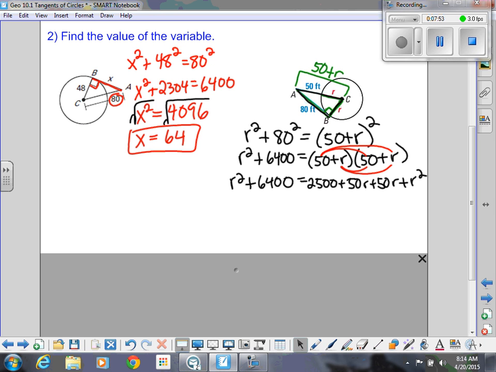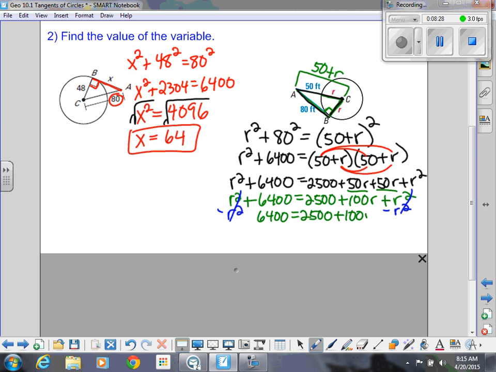So what do we do with all this stuff? We're going to combine our like terms. Those two are like terms. That's going to bring everything else down. But if I do 50r plus another 50r, that's 100r. And now I need to combine the r squared. They're on opposite sides, so I have to cancel it over here, line it up over there. But notice that they both cancel on both sides. So I have 6400 equals 2500 plus 100r.